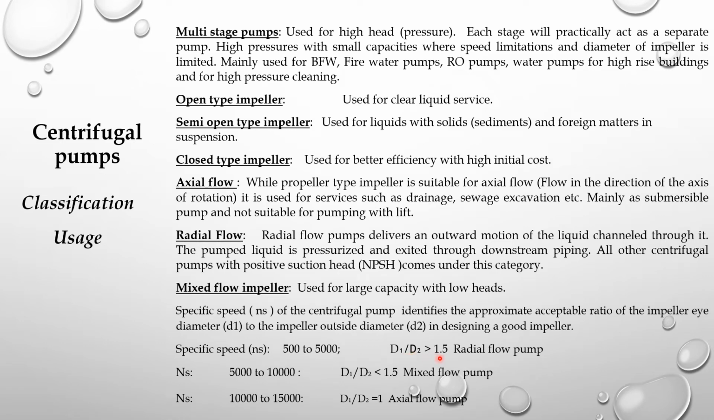If it is greater than 1.5, then the pump will be a radial flow pump. If the specific speed is 5000 to 10,000, that is D1 by D2 is less than 1.5, it is a mixed flow pump. It will come under this category. And if the specific speed is 10,000 to 15,000 and D1 by D2 is equal to 1, it means it's an axial flow pump. These are all the pump flows based on the specific speed of the pump.